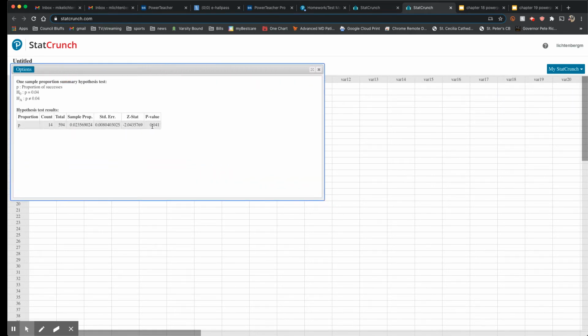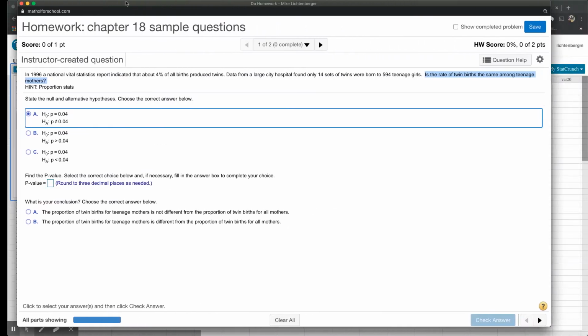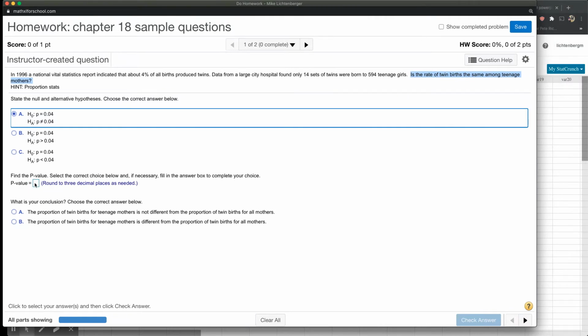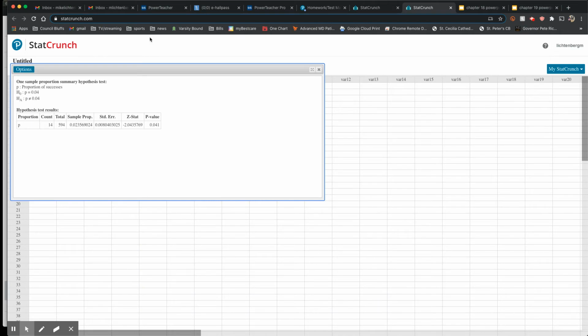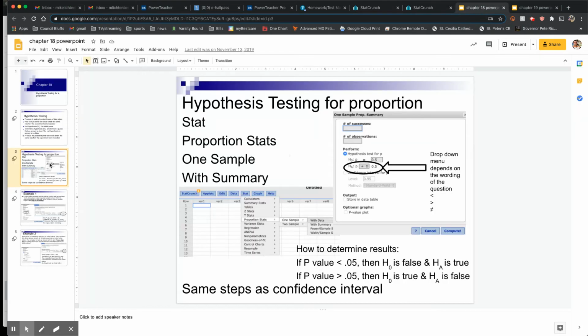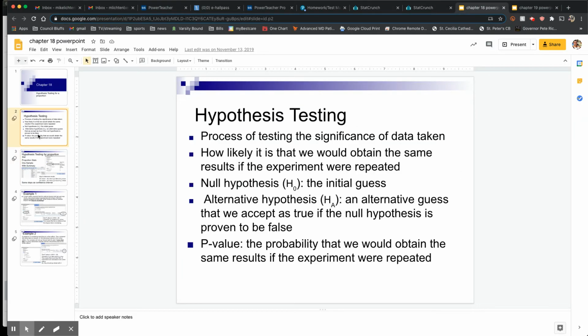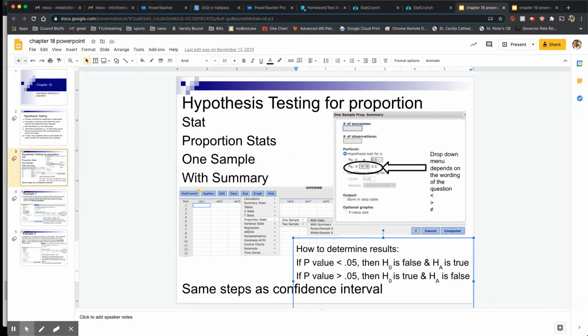And it gives us our answer here. You can see it gives our p-value of 0.041. So my p-value is 0.041. What is your conclusion? Choose the correct answer below. Let's go back to the PowerPoint, particularly down here.